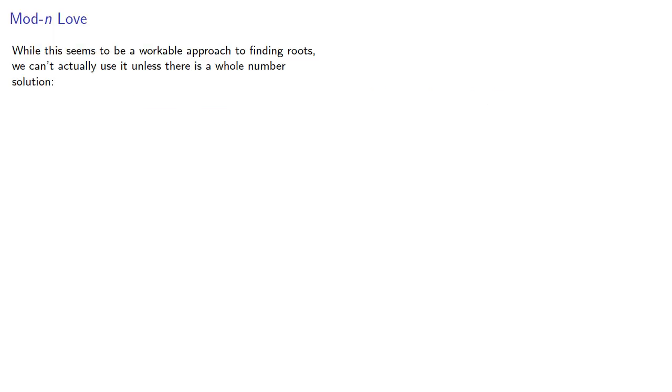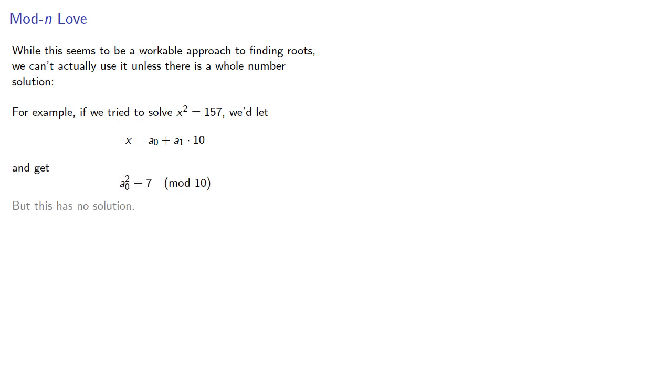While this seems to be a workable approach to finding roots, we can't actually use it unless there is a whole number solution. For example, if we tried to solve x squared equals 157, we'd let x be some 2-digit number and get a0 squared congruent to 7 mod 10, but this has no solution.